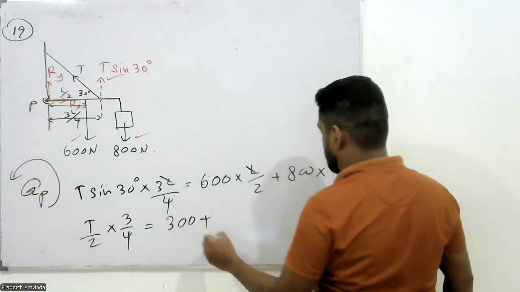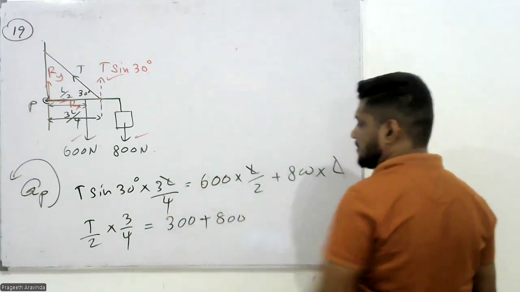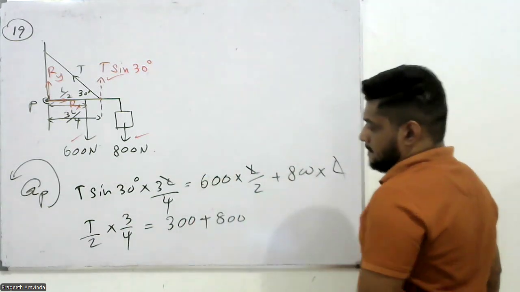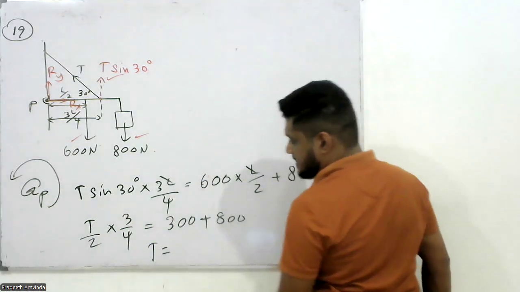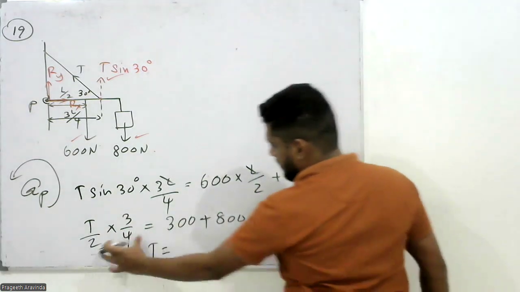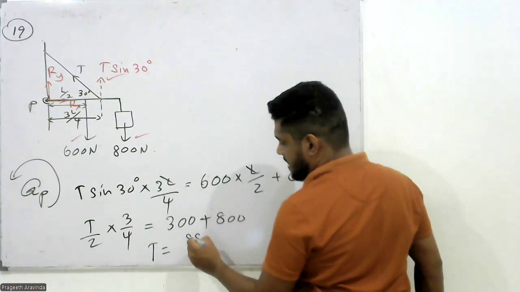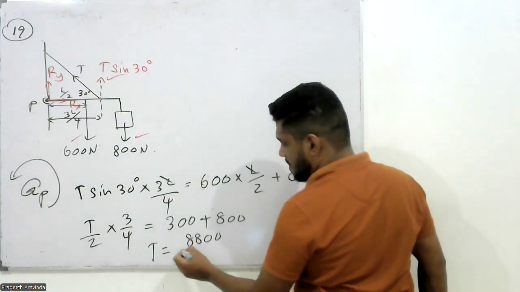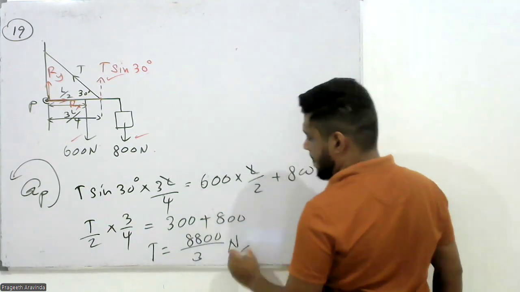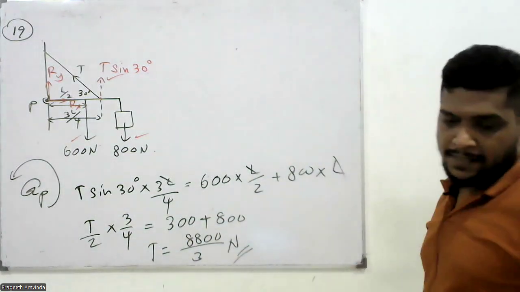300 plus 800. T equals, cross multiply, 8800 divided by 3 newtons. T.